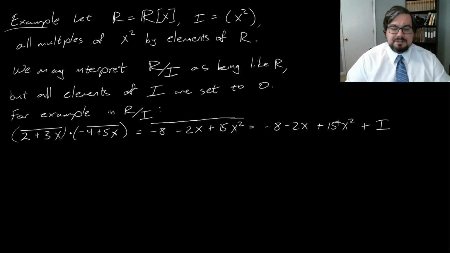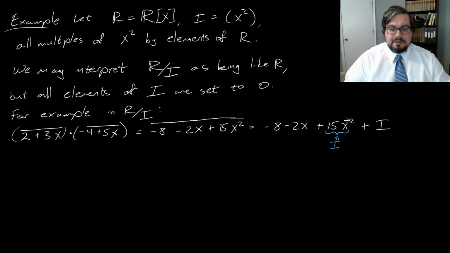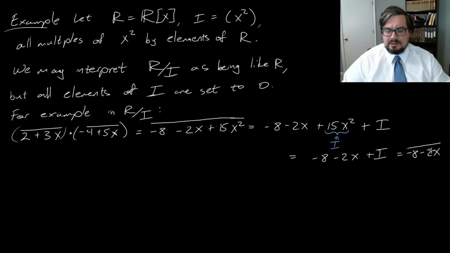Now, you'll notice that this 15x squared term belongs to I. I is the ideal generated by x squared, so in particular, it contains every multiple of x squared, and 15x squared is certainly one of them. Now, this 15x squared can essentially be absorbed into I, with the result being that we write this as negative 8 minus 2x plus I, which equals negative 8 minus 2x bar.